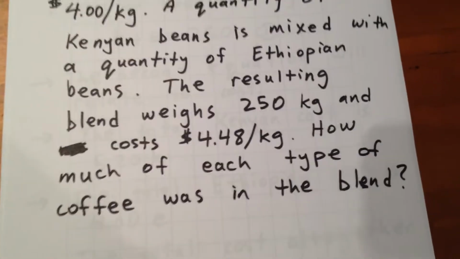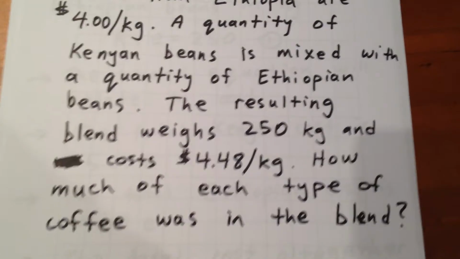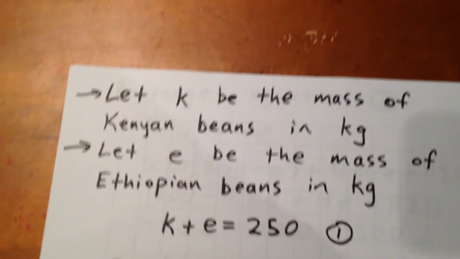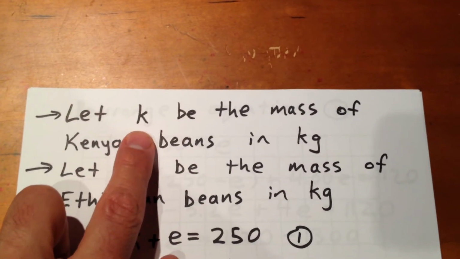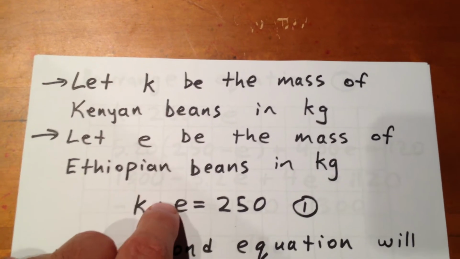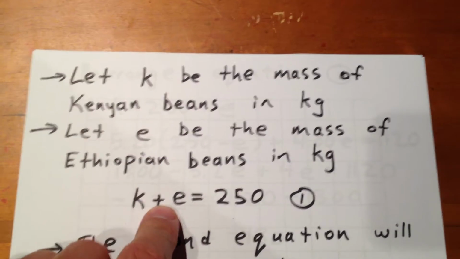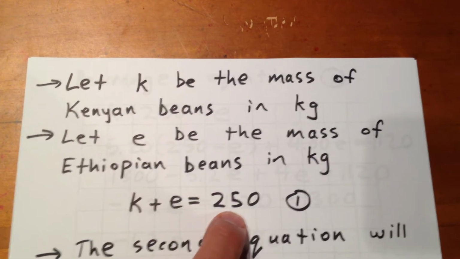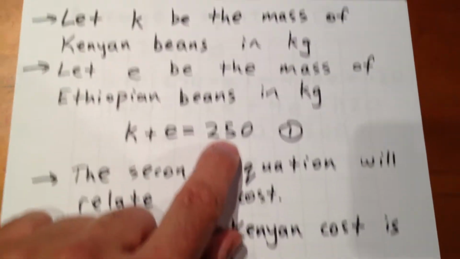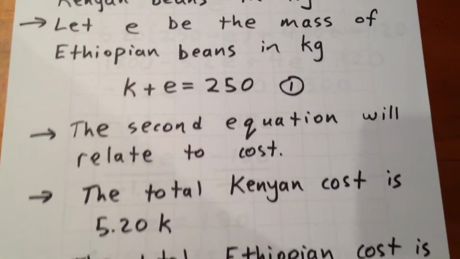Alright, well, since we're measuring coffee in kilograms, that will be the units that we use for our variables. So we're going to let K be the mass of Kenyan beans in kilograms, and E will be the mass of Ethiopian beans in kilograms. And since we know there's a total of 250 kilograms, the first equation is relatively simple. Second one, though, it's a little tougher.